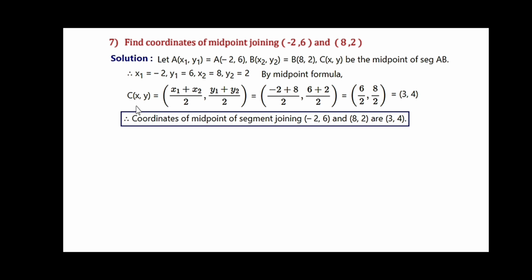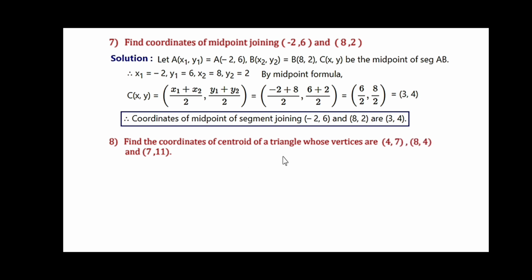By using the midpoint formula, we can write C (x, y) is equal to (x1 plus x2) divided by 2 and (y1 plus y2) divided by 2. So minus 2 plus 8 divided by 2 and 6 plus 2 divided by 2. So minus 2 plus 8 is 6 upon 2, 6 plus 2 is 8 upon 2. After simplifying this, we get 3 and 4. Therefore, the coordinates of the midpoint of the segment joining (minus 2, 6) and (8, 2) are (3, 4).